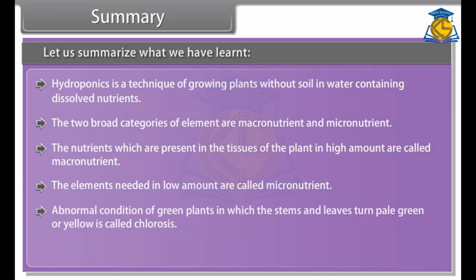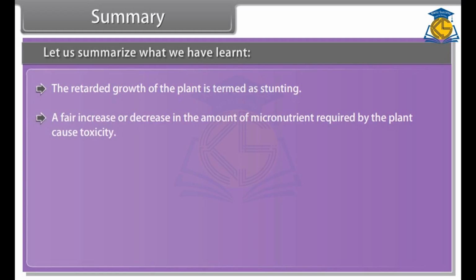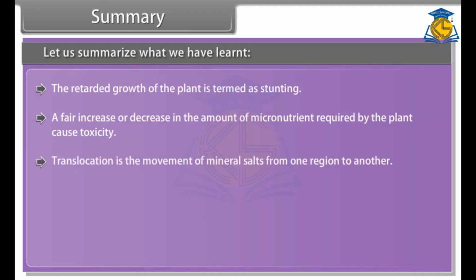Abnormal condition of green plants in which the stems and leaves turn pale, green or yellow is called chlorosis. The localized death of tissue of leaves is called necrosis. The retarded growth of the plant is termed stunting. A fair increase or decrease in the amount of micronutrient required by the plant causes toxicity. Translocation is the movement of mineral salts from one region to another.